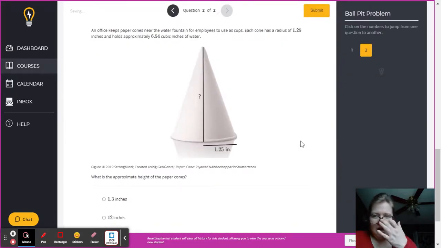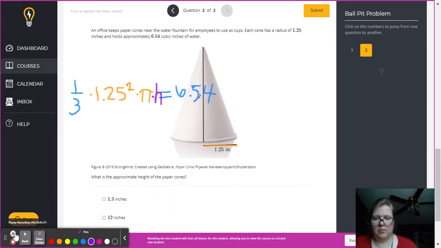Then we have this. An office keeps paper cones in the water fountain to use as cups. Each cone has a radius of that and holds about that many cubic inches of water. What is the approximate height? We know that it's 1/3 multiplied by the area of the base times the height. So I'm going to write this out how I would solve this. 1/3 times the radius, which is 1.25, squared, times pi, times the height would equal 6.54. This whole part is really just one number that's being multiplied by h. And if we want h alone, we divide by that.